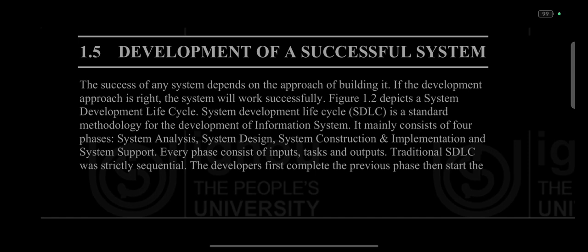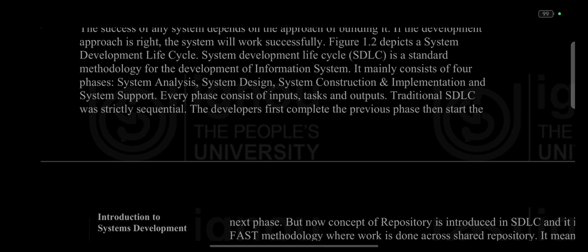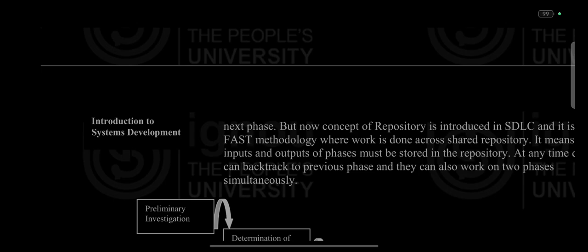This depicts a system development life cycle. System development life cycle (SDLC) is a standard methodology for the development of information systems. It mainly consists of four phases: system analysis, system design, system construction and implementation, and system support. Every phase consists of inputs, tasks, and outputs. Traditional SDLC was strictly sequential. The developers first complete the previous phase, then start the next phase.